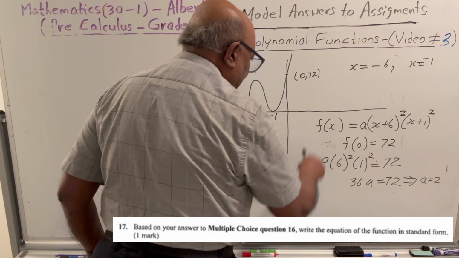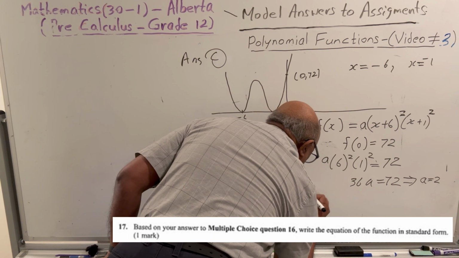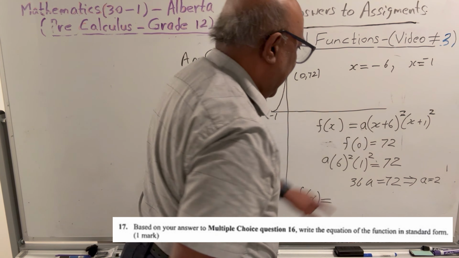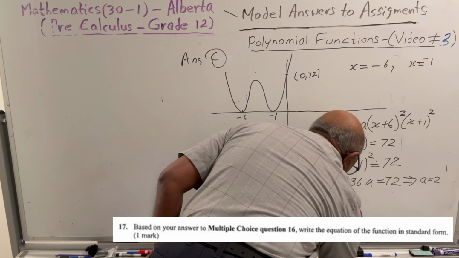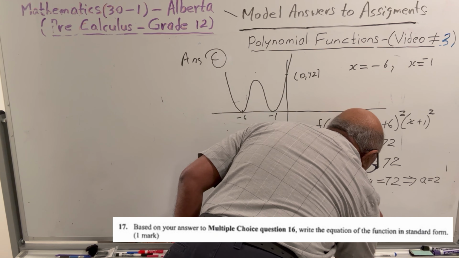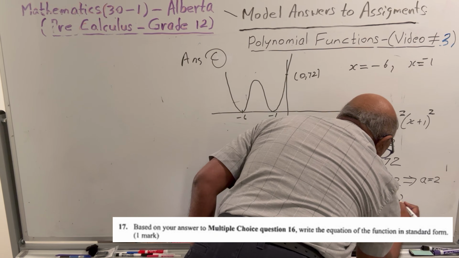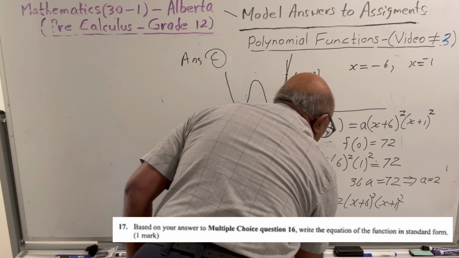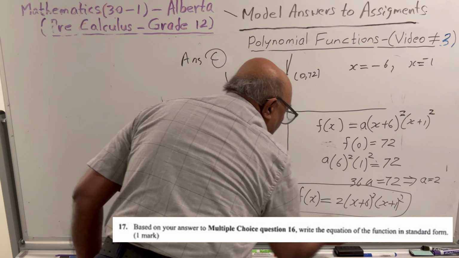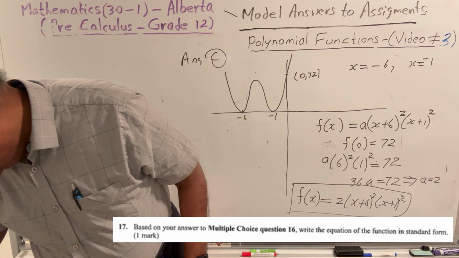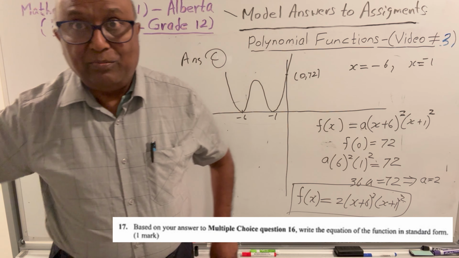Now we can rewrite this function by putting in the value of a: 2 times (x plus 6) squared times (x plus 1) squared. This is the answer. This is the equation of this function. That is done. The question says write the equation of the function in standard form.